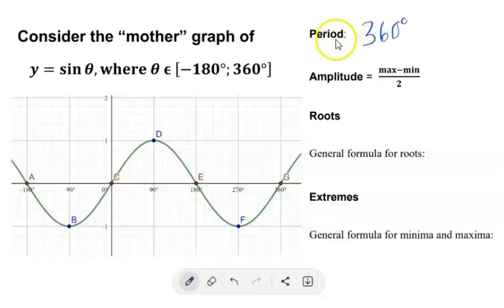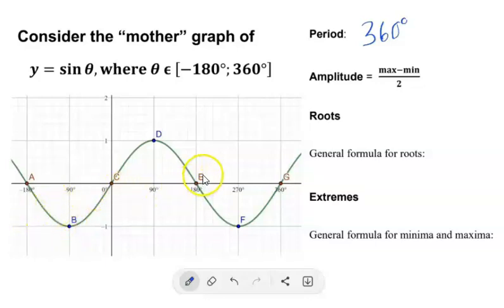The next thing that we need to look at is the amplitude. Now, the definition of the amplitude is the maximum minus the minimum divided by 2. In other words, we take plus 1 here and minus 1. So we get the answer of 2 and we divide it by 2. So that just gives us the distance from the horizontal axis to the maximum, or the distance from the horizontal axis to the minimum. And that is for a graph in standard position.